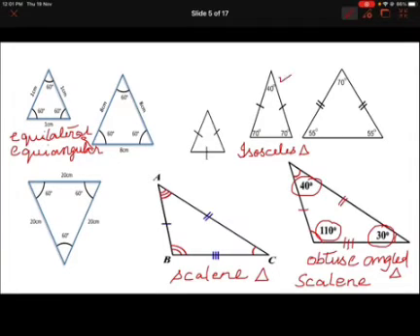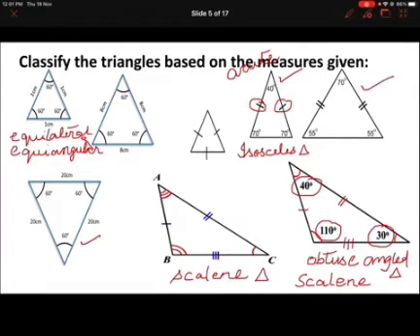This triangle here, it's not only isosceles because of the features given here, you can also call it acute angled triangle. This is also acute angle triangle plus isosceles triangle. This is also acute angle triangle plus equilateral triangle and equiangular triangle. Okay, next.